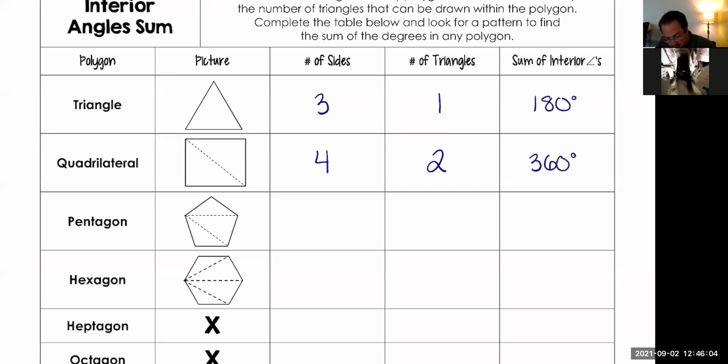So then we keep on moving. A pentagon has how many sides? 5. And it's been divided up into how many triangles? 1. Oh, careful. 1, 2, 3. 3. Well, if there's 3 triangles now, each of them contributing 180 degrees, how many total degrees does that give me? 540.